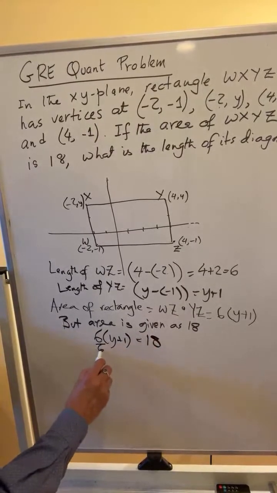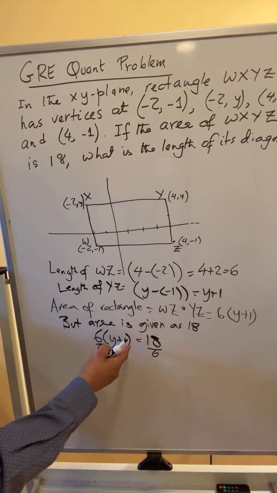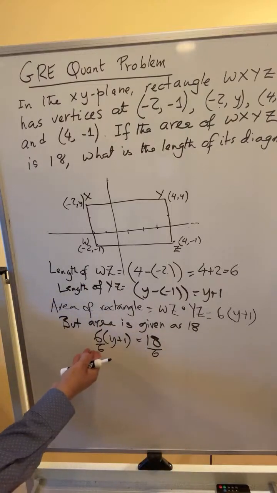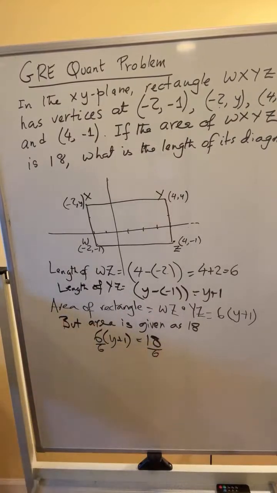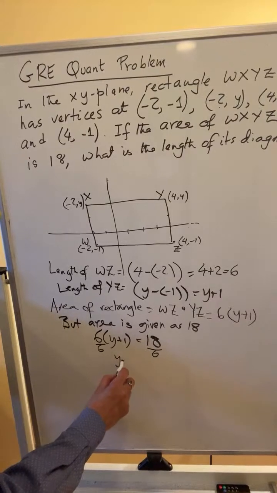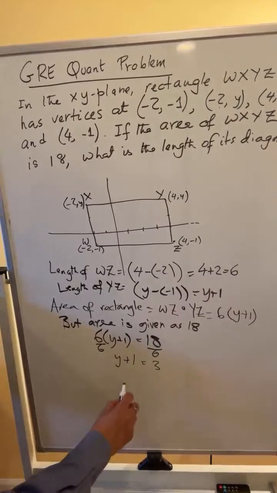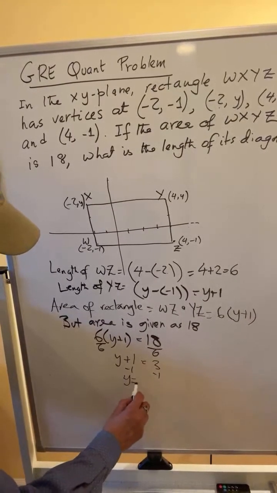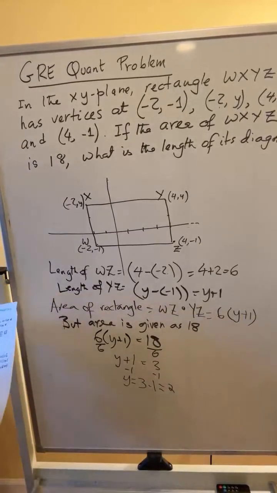Now divide by 6 on both sides. The reason we are dividing is because it's 6 multiplied by (y plus 1). So if I want to remove 6, I have to do the opposite. I divide by 6 on the left hand side. I have to divide by 6 on the right hand side, because this is an equation. That makes y plus 1 equal to 3. Then subtract 1 on both sides. y is equal to 3 minus 1 equal to 2. Okay.